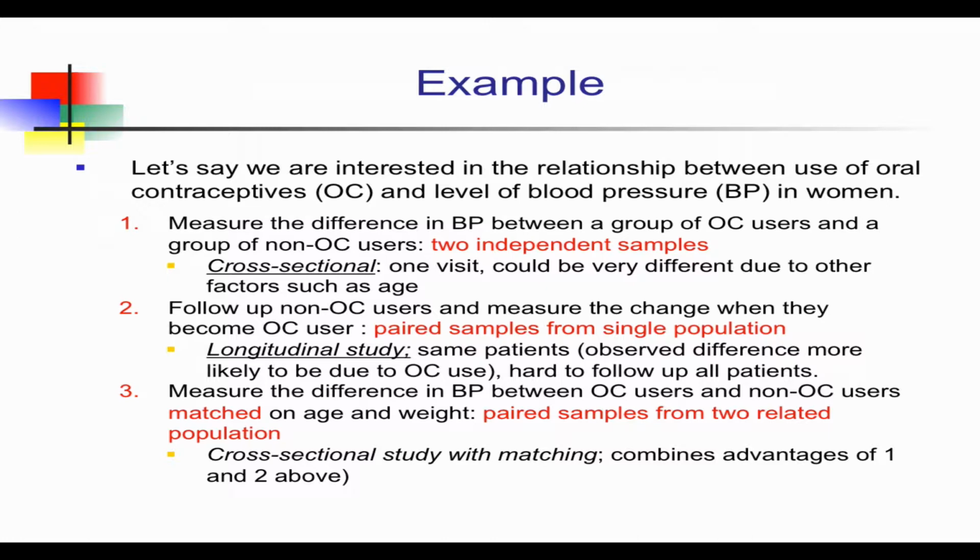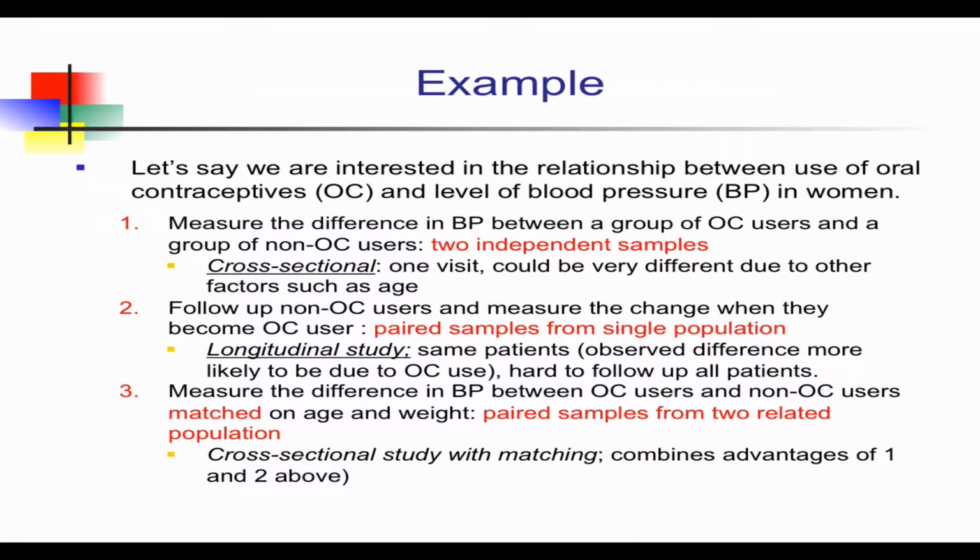Because you randomly sample the first sample and the second sample independently, they really come from two independent samples, and they represent two independent populations: the population that uses the OC and the population that does not. In epidemiology terminology, this is called a cross-sectional study. Each patient or sample comes at one visit to measure their blood pressure.